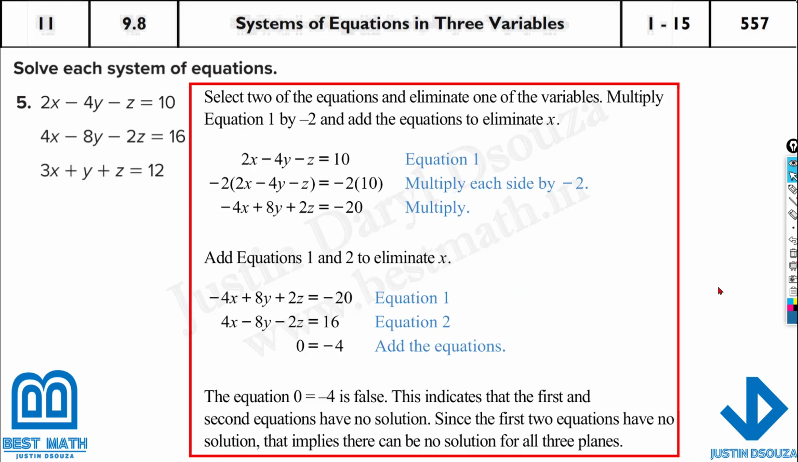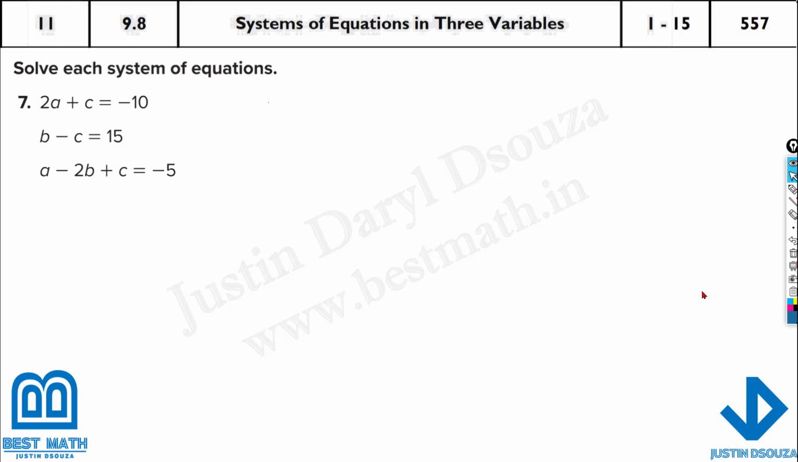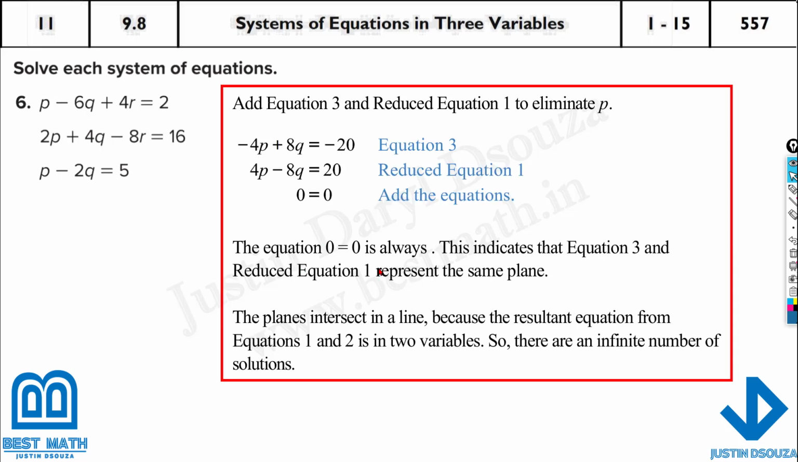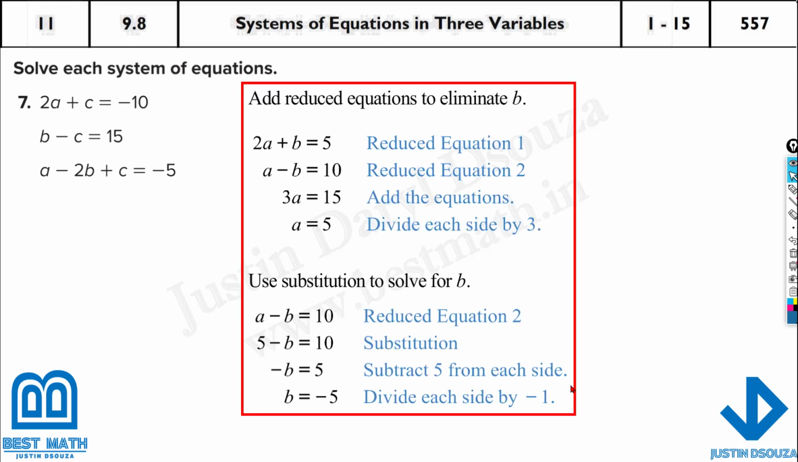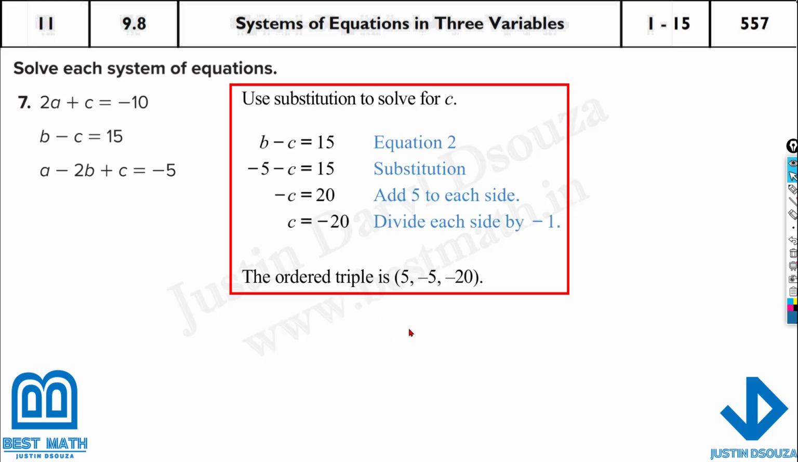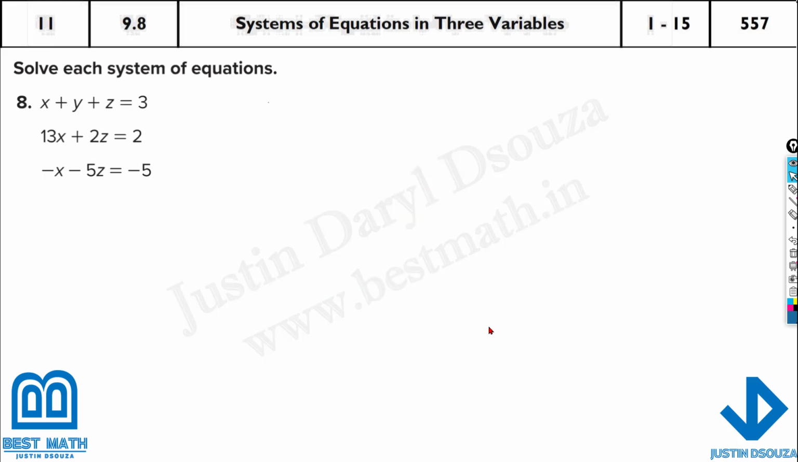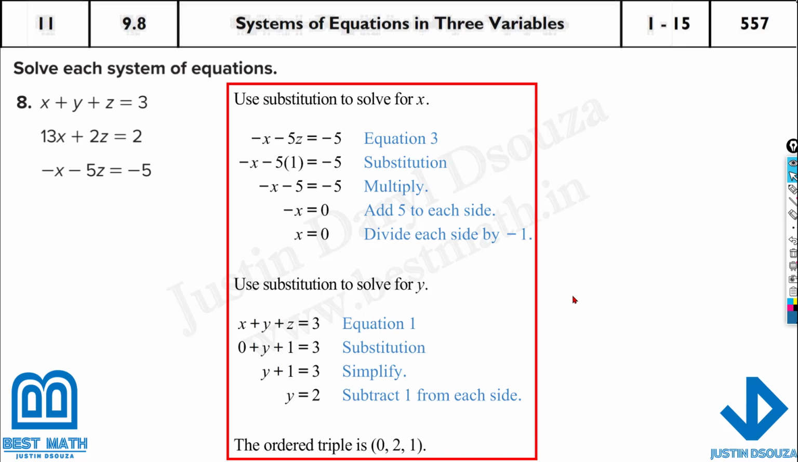This is the answer for the fifth one. The answer for the sixth is over here. It is again an infinite solution. And here we have another solution. It's 5, minus 5 and minus 20. Over here the solution is 0, 2, 1.